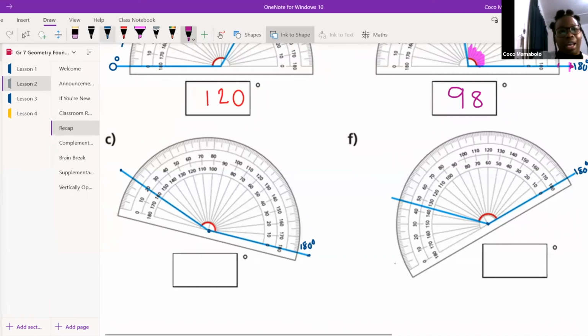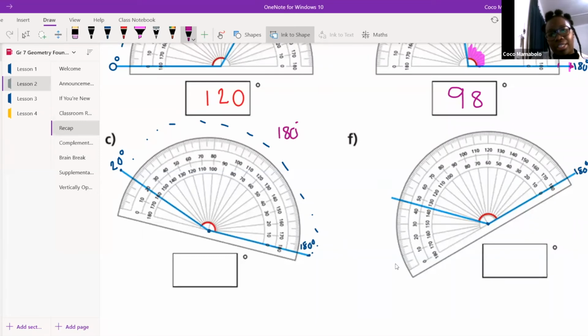Now if I look at how far this goes from 180 degrees, it goes all the way to 20 degrees over here. If I ask myself how many degrees are there between 20 degrees and 180 degrees, there are 160 degrees. But if I can't see it, be very careful when you're calculating. I can just go 180 degrees minus 20 degrees, and if I put that into a calculator, I find that it is 160 degrees. So my answer over here is going to be 160 degrees.